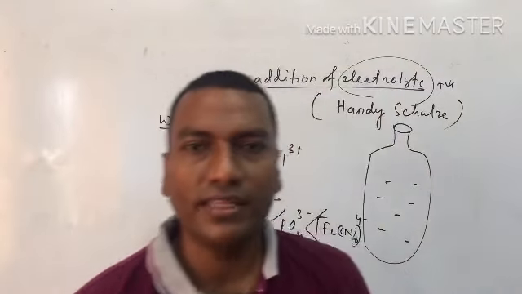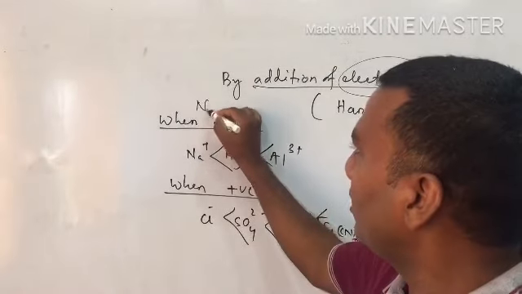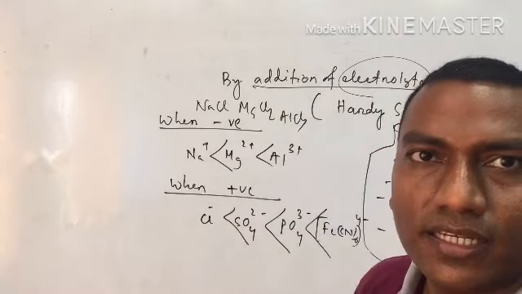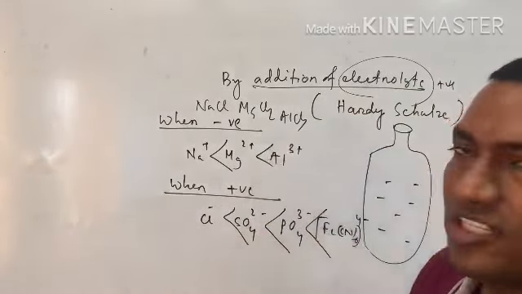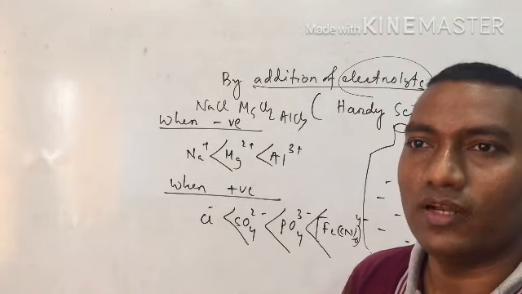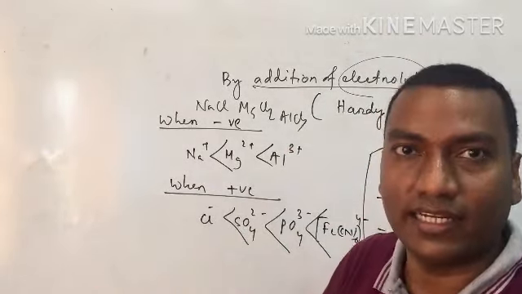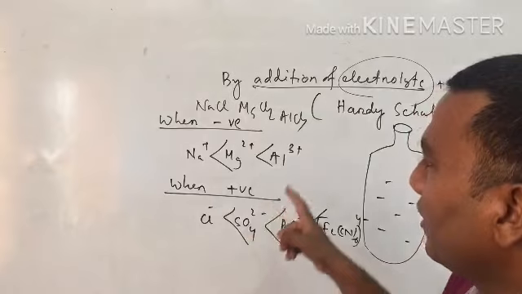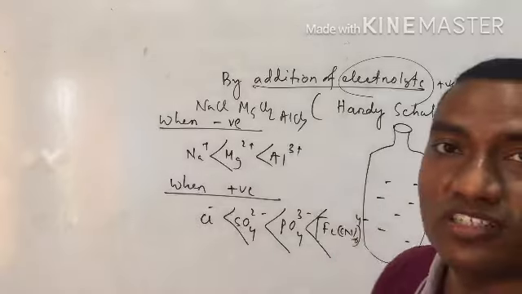Clear now? When the colloidal solution is negatively charged and we are adding NaCl, MgCl2 or AlCl3, in which case is the coagulation faster? Definitely AlCl3, because the charge of the cation is more. So what is the Hardy-Schulze rule? The rule is like this: greater is the charge of the flocculating ion added, greater is the power of precipitation. This is your Hardy-Schulze rule statement.